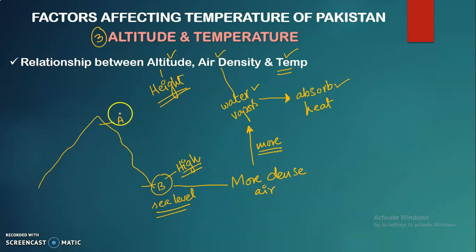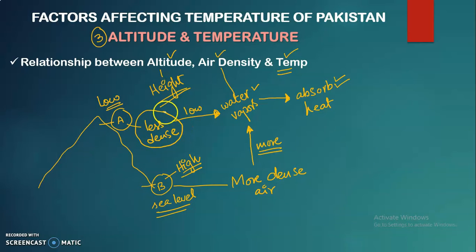On the other side, when we talk about point A, over here the air is less dense. It means that the amount of water vapors over here is low, so we have less absorption of heat and because of that we have low temperature. This is why, because of the highest altitude having the less dense air, it has a low temperature, and the more dense air on the lower level would have more water vapors with high temperature.